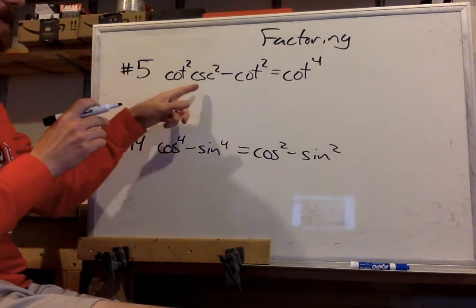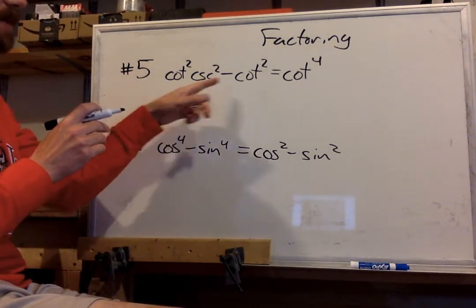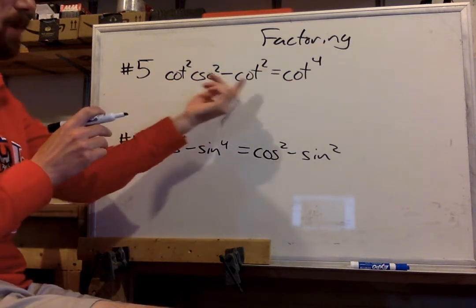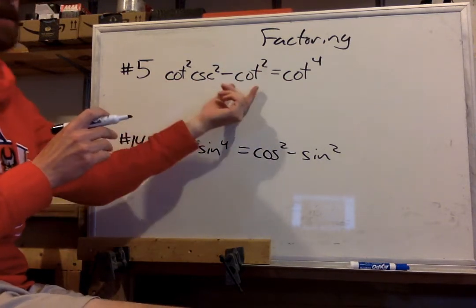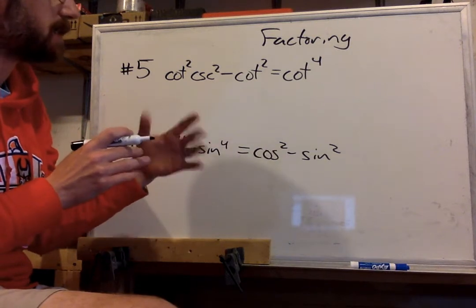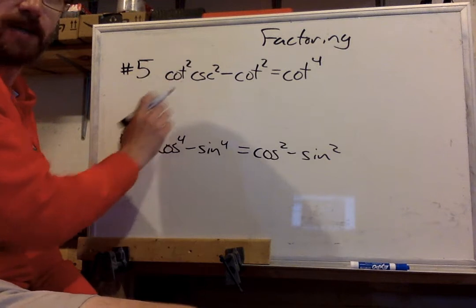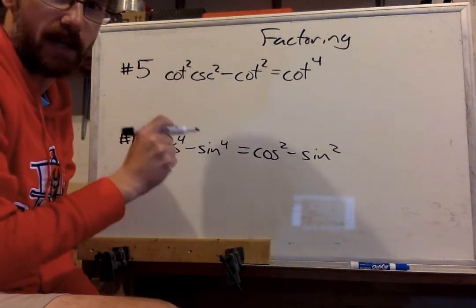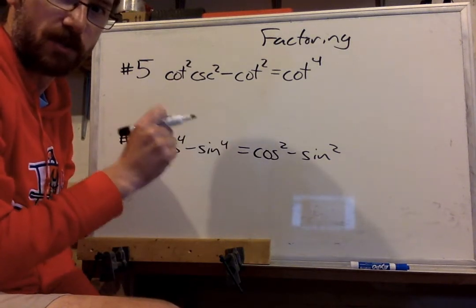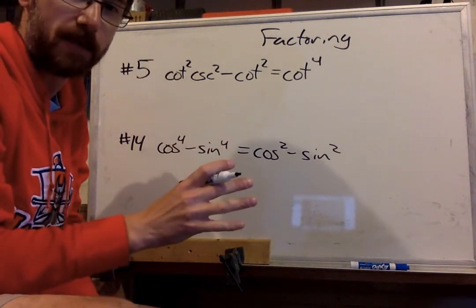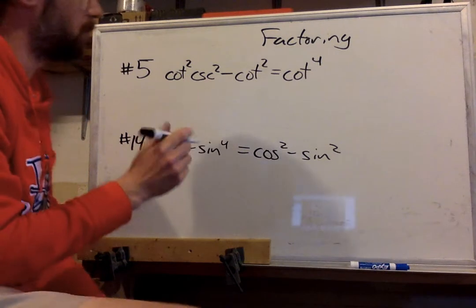Looking at this one, cotangent squared times cosecant squared minus cotangent squared equals cotangent to the fourth. I noticed that both terms have cotangent squared with them. So anytime you have terms where stuff matches in both of them, that's a good indicator that you could use GCF factoring.